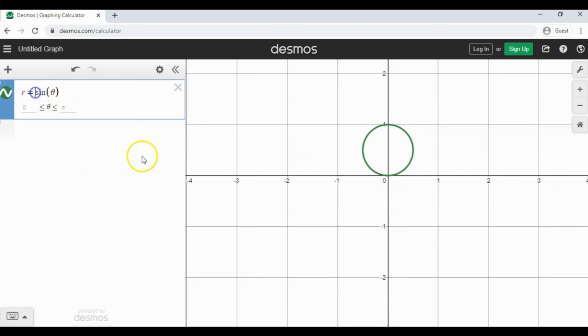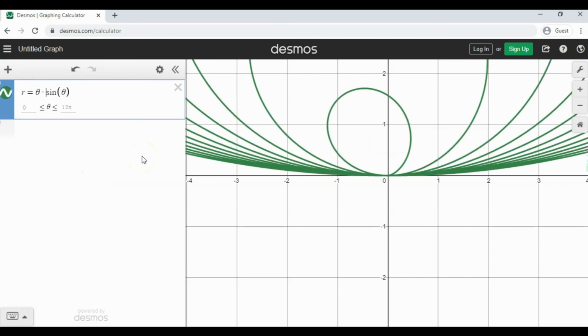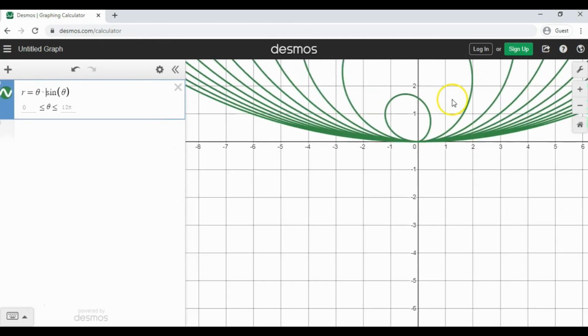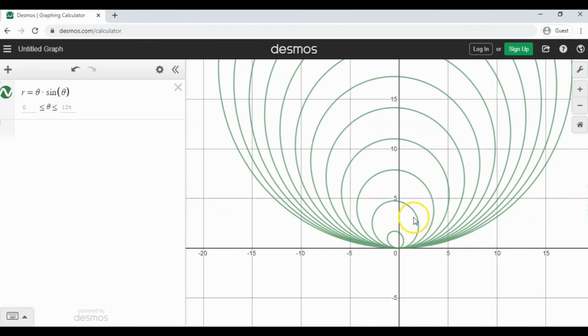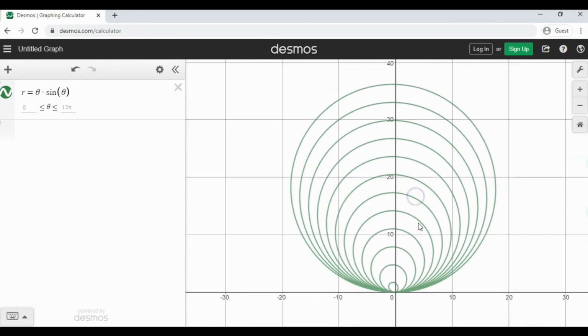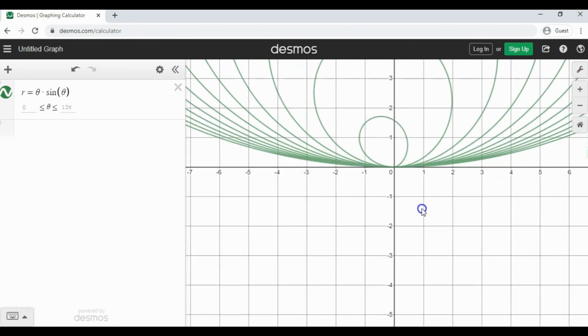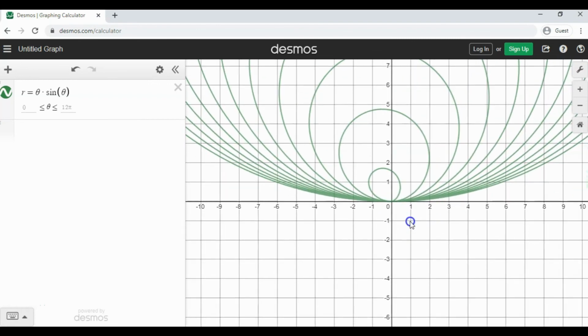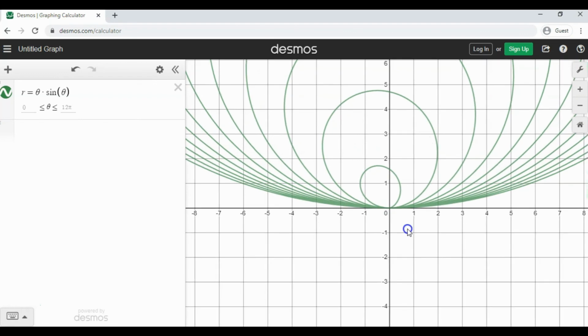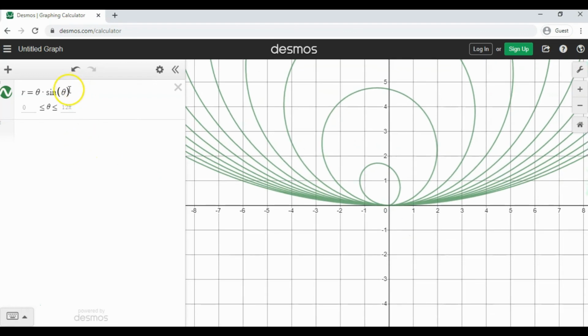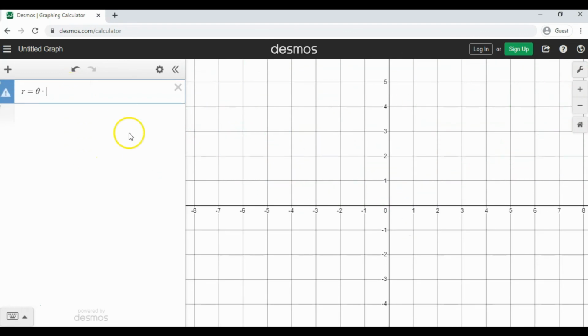If we multiply this by theta, look at that weirdness. All right, we can scroll out here and look at this. This is very strange. You can get a lot of really cool looking shapes with polar functions. The whole reason I'm showing you this is you might be the kind of person who's interested in neat designs, and polar functions can be used to create very, very neat designs.